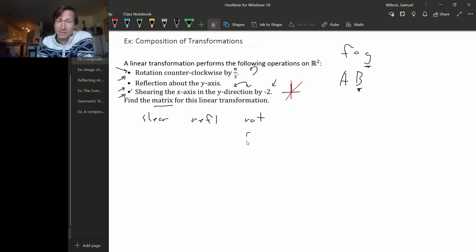Okay, so let's write the matrix for the rotation. Remember, it's cosine, minus sine, sine, cosine. So cosine pi over 3, minus sine pi over 3, sine pi over 3, and cosine pi over 3.